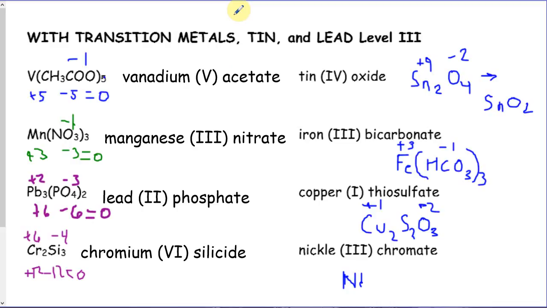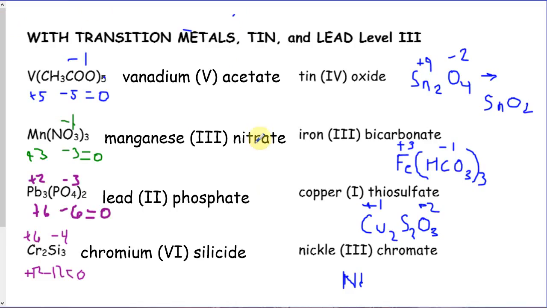Lastly, we have nickel with a +3. Oops. So we have nickel, put a dot above it, with a +3. Chromate is CrO4 with a -2. So the 2 goes behind nickel. I have to wrap the chromate in parentheses, and the 3 gets written outside of it. CrO4 in parentheses with a 3. And I'll try to make that 4 a little bit more readable there. There we go.